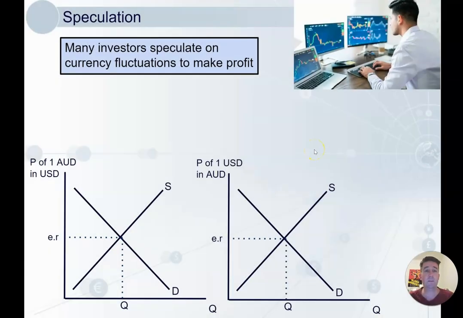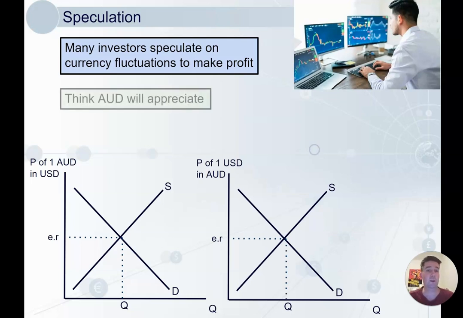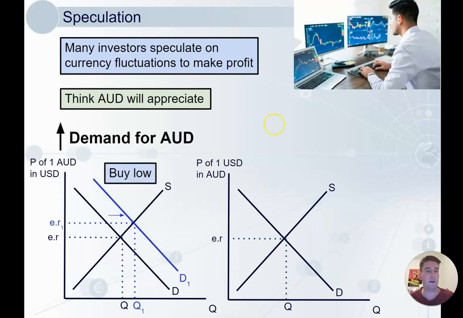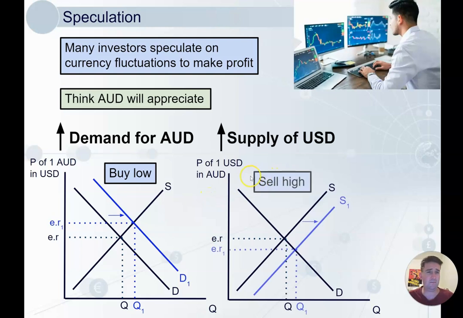And the last one is speculation. So this is a surprisingly large portion of this. Many investors speculate on currency fluctuations to make profit, right? So if they think the Australian dollar will appreciate, you buy it. You increase your demand for the Australian dollar. You buy low. Then if you think the US dollar will depreciate, you sell high there.